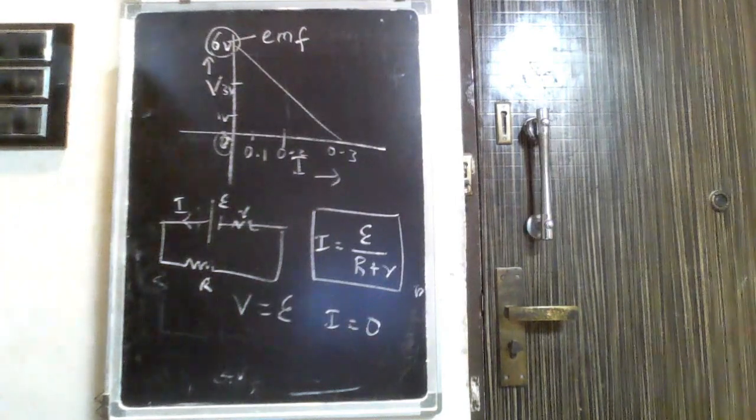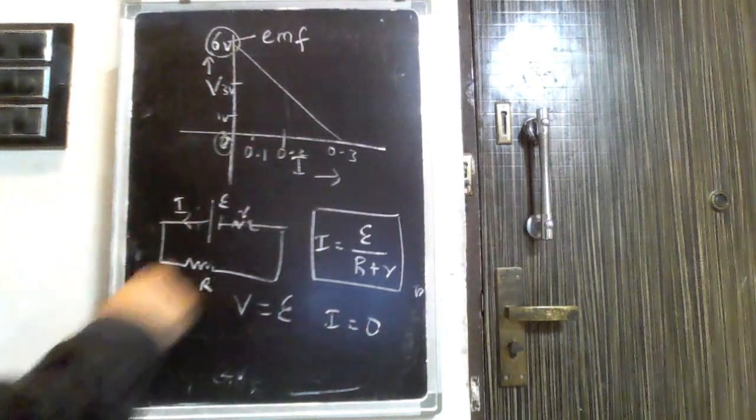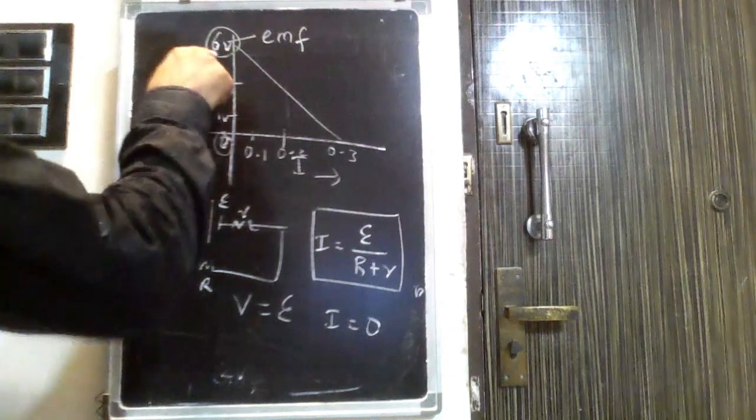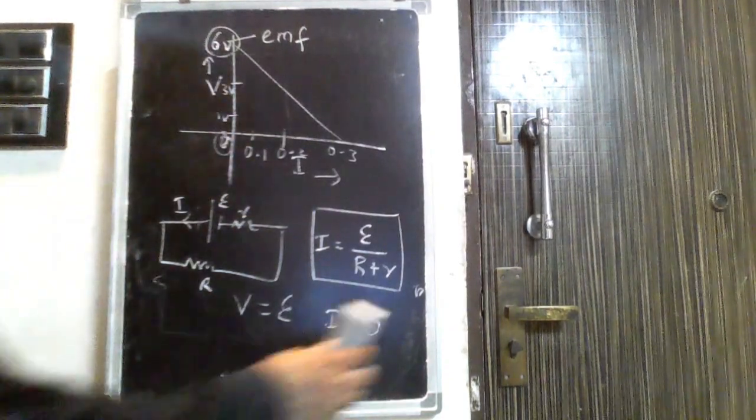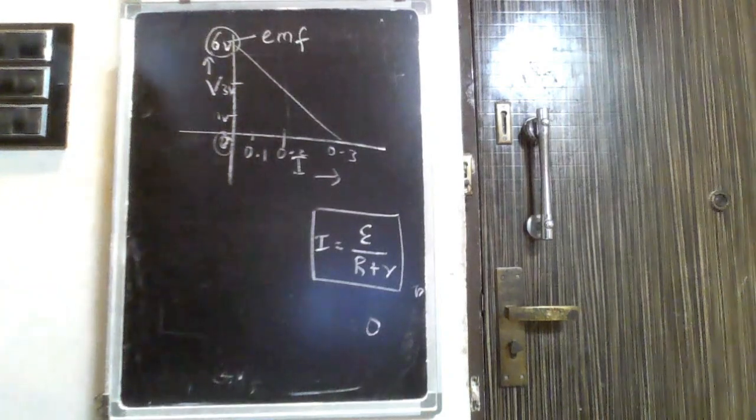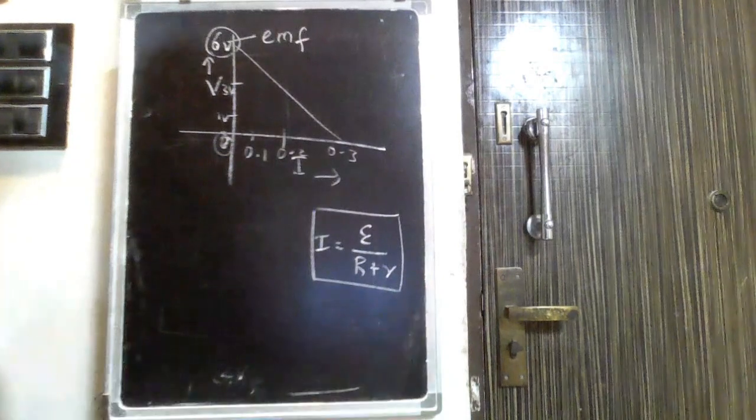So you can find the EMF of the cell in this graph very easily because when I is 0, the maximum value is EMF. Now I can ask you the next question. From this graph, what's the internal resistance of the cell? EMF is found out. Well, what's the internal resistance of the cell? I can easily find internal resistance now.